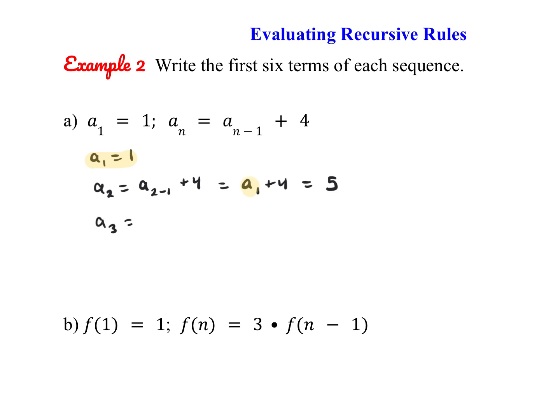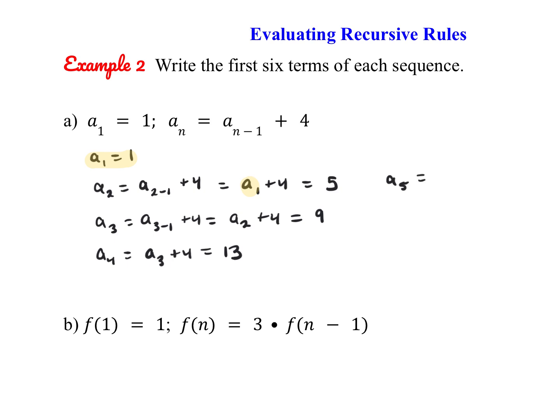Now to find the third term, I do a sub 3 minus 1 plus 4, which means I take the second term and I add 4. So here I'm taking this term, which is a sub 2, and I add 4. So you can see that to find the fourth term, I would just take the third term, a sub 3, and add 4. So I'm taking the term before it, and I'm adding 4.